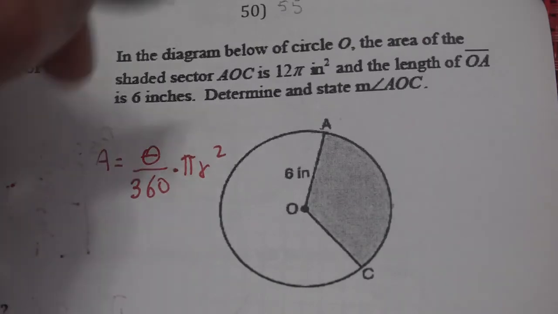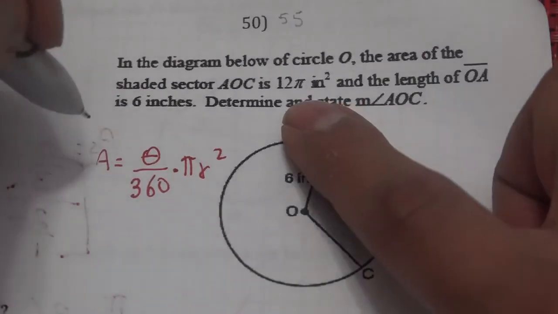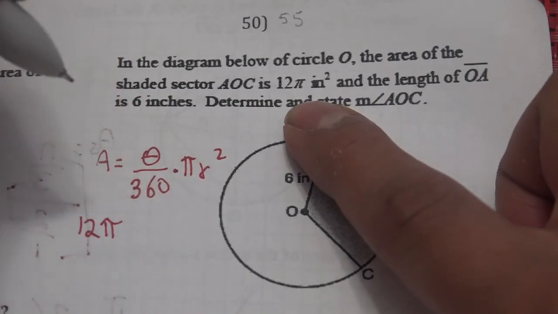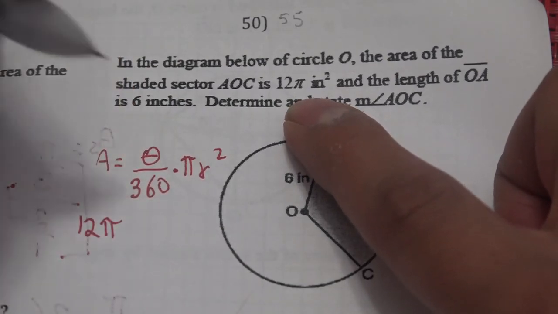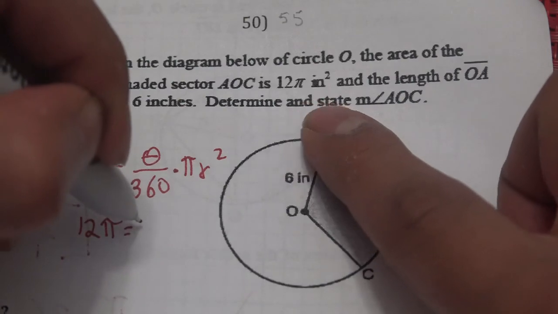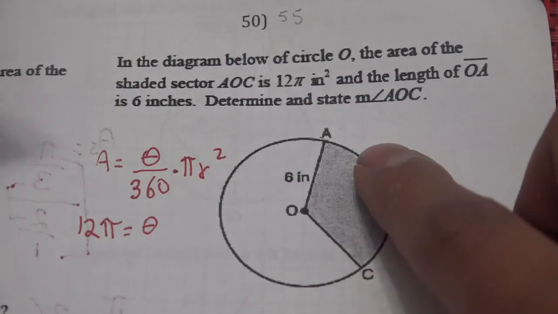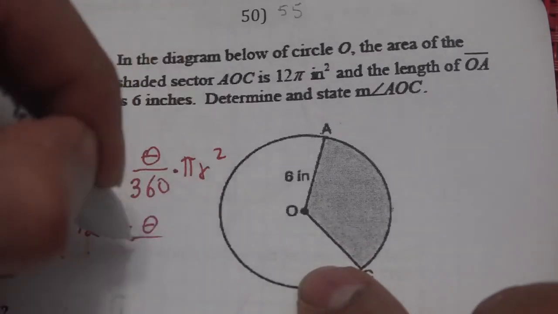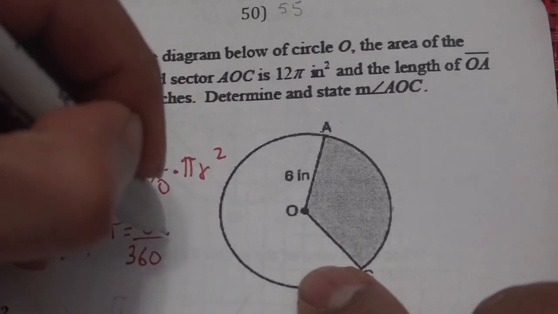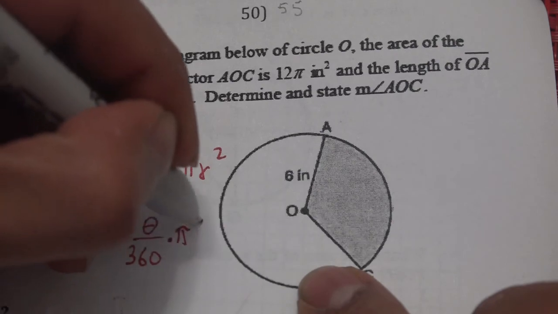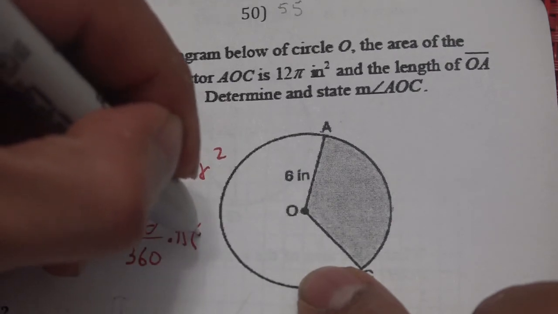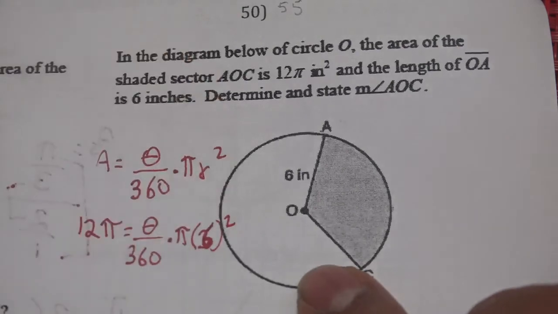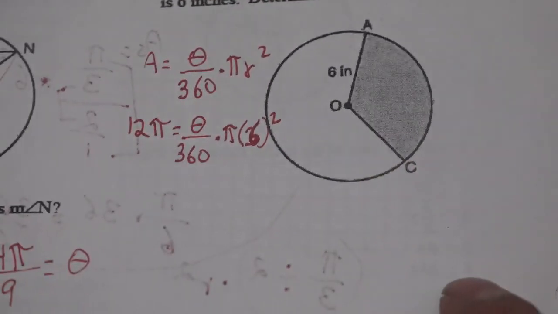Yes? Okay. So the area of the sector is 12 pi inches. That's what it says. So 12 pi, right? Equals the angle divided by 360 times pi times the radius squared. Yes? Okay.